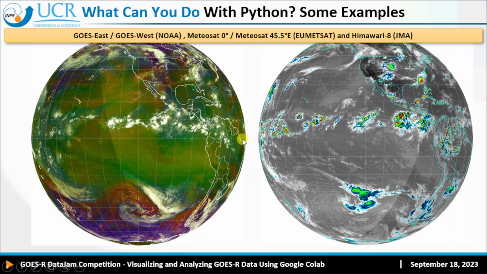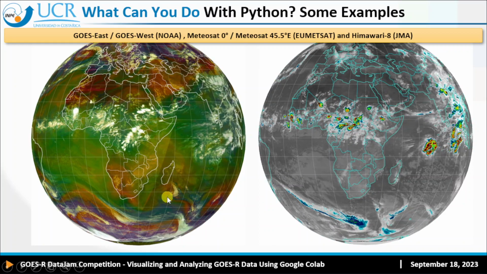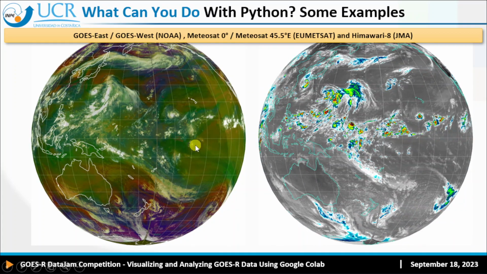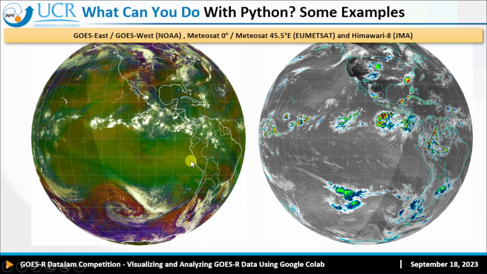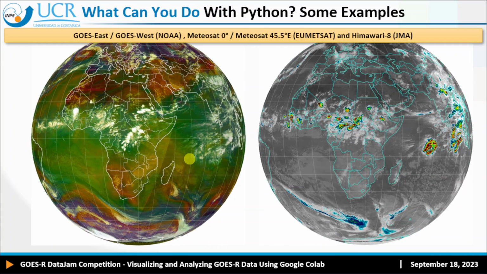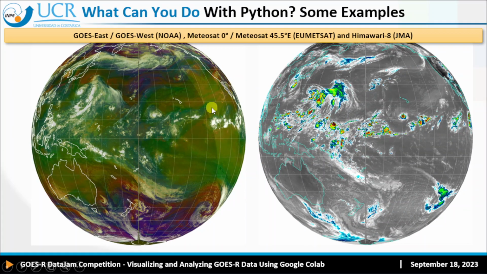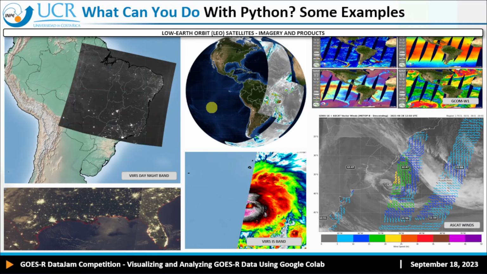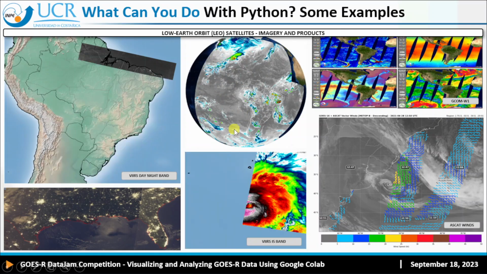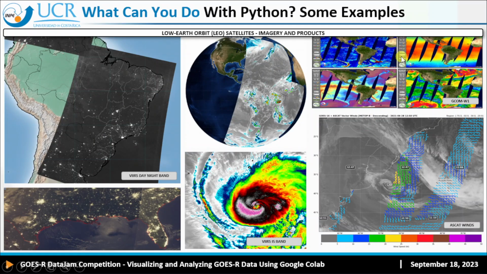Not only data from GOES-R, you can process data from other geosatellites as well. In this example, I have created an animation covering the whole globe, processing data from GOES East, GOES West, Meteosat 0 degree, Meteosat 45.5 degrees, and Himawari-8. You can also process imagery and products from LEO satellites. Here we have some examples, such as NOAA-20, GCOM, and METOP.